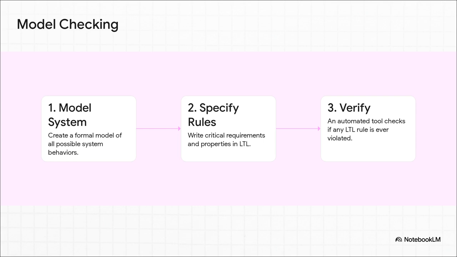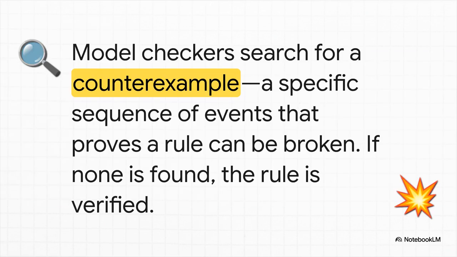Then, for step 3, you unleash the machine. An automated tool takes that giant map and the LTL rulebook and just goes to work, exploring every single path to see if any of them break the rules. And these tools, they're like the most dedicated inspectors you can imagine. They never get tired, they never miss a thing. They're not just looking for obvious problems, they're searching for any possible problem.